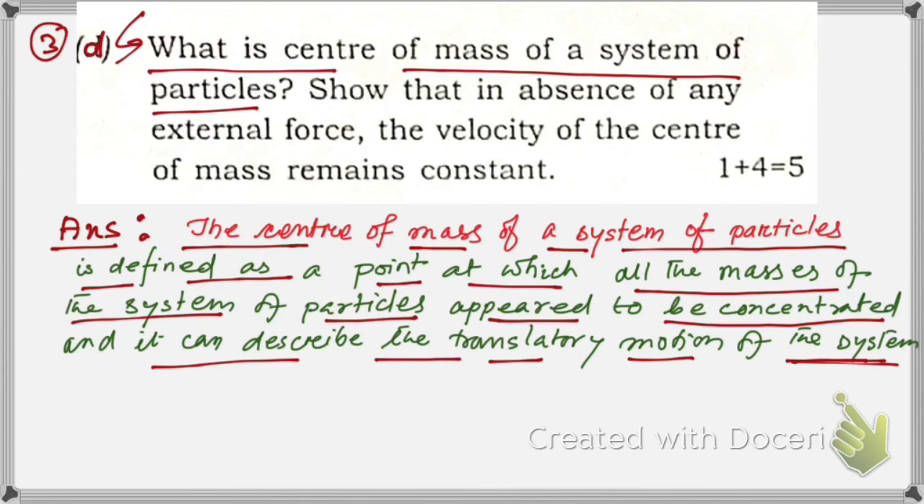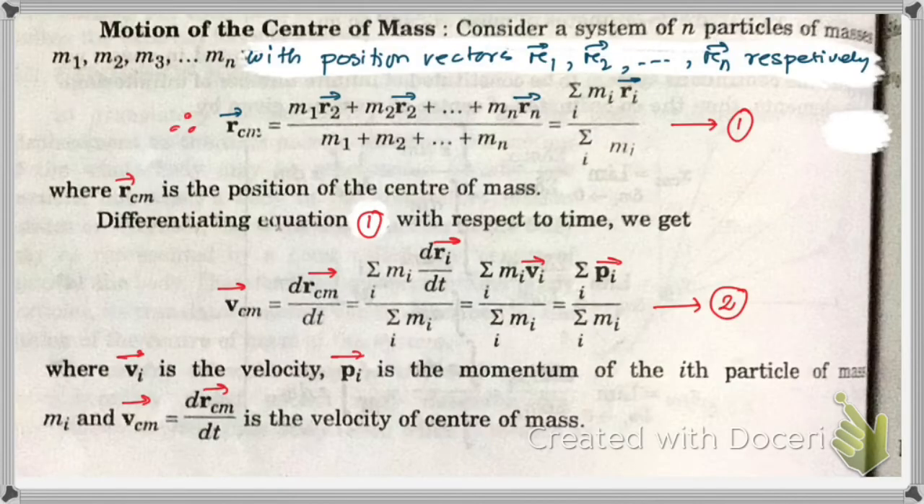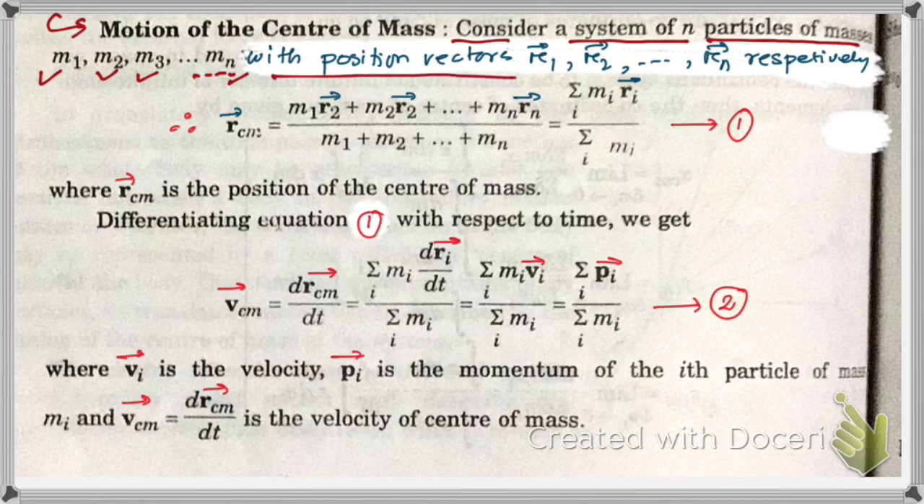Now the next part of the question is to show that in the absence of any external force, the velocity of the center of mass remains constant. Let me prove this one. Let's move on to the next slide. We have considered the motion of the center of mass of a system. Consider a system of n particles of masses m1, m2, m3, up to mn, with position vectors r1, r2, r3, up to rn respectively. Then the position vector of the center of mass, r_cm, is given by this expression, right?